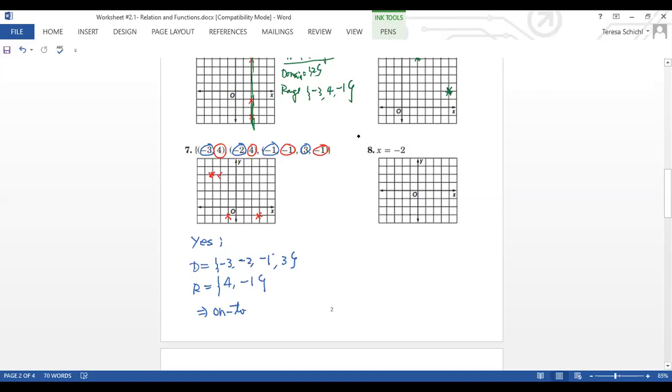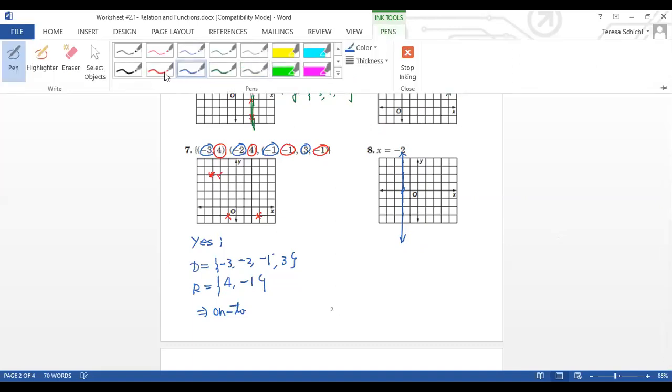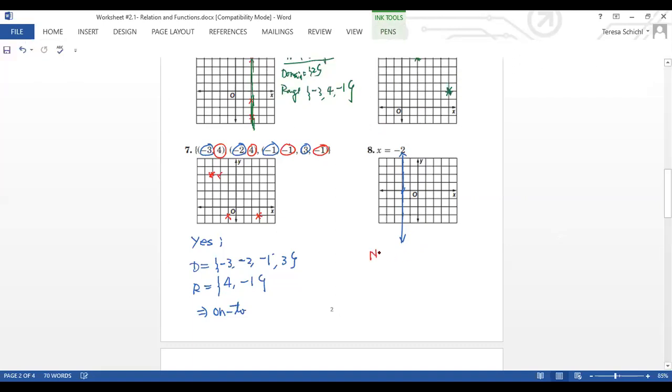Okay, so now these ones here, they say x equals 2. Oh, x equals 2 or -2 here, right? So x equals -2, so it's here at -2. And because x equals -2, that means everything on this line is satisfied. x equals -2 here, right? So now is this a function? No, right? This is not a function.